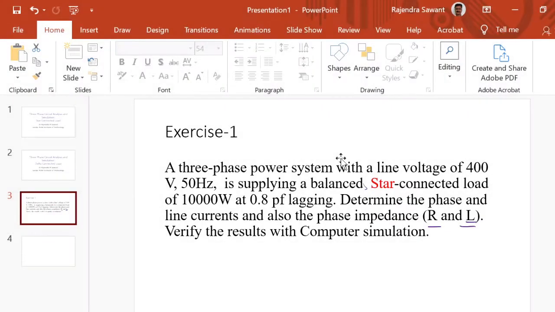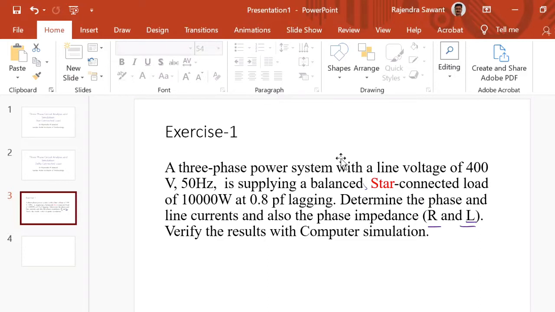So friends, consider the first exercise on star connected load. In this exercise, we have been given the line voltage as 400 volts, 50 hertz, and a star connected balanced load of power rating 10 kilowatts and 0.8 power factor lagging. And we are asked to find out what is the phase and line currents and also the phase impedance.